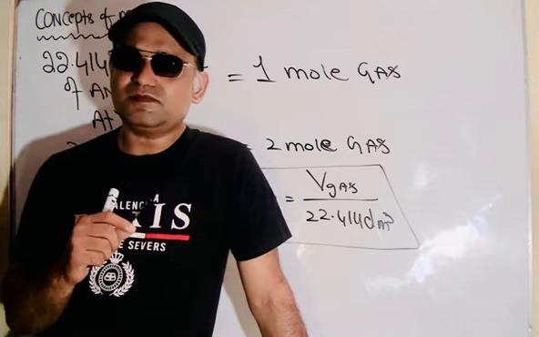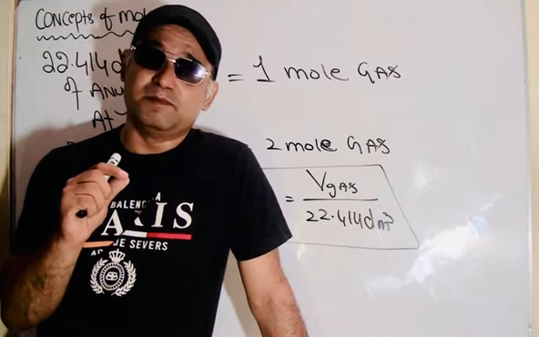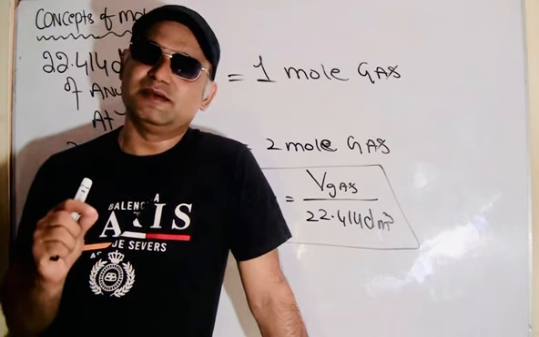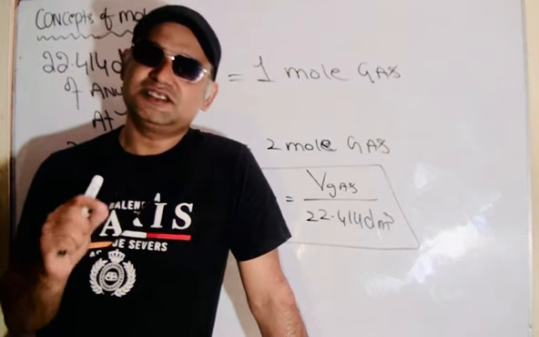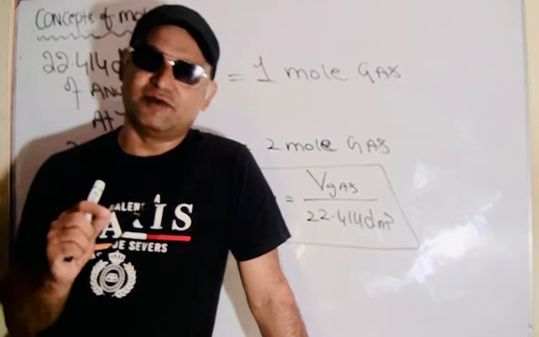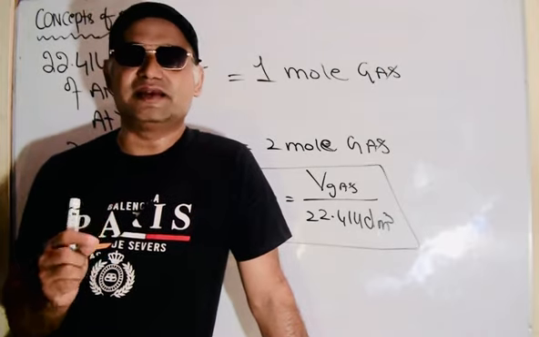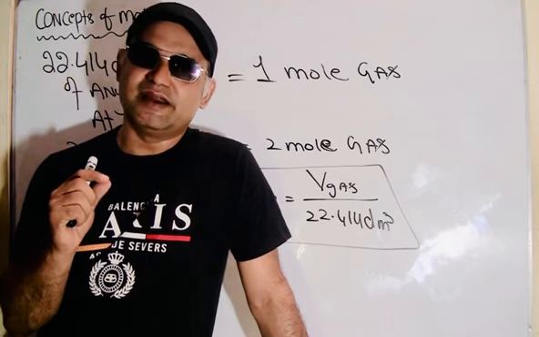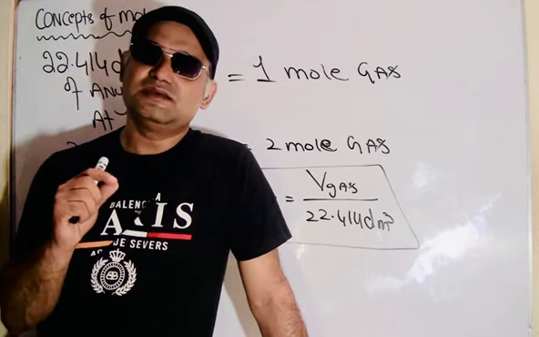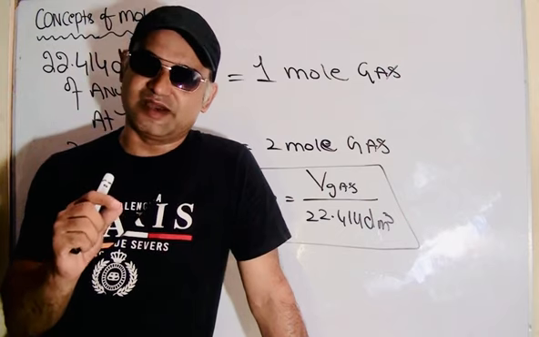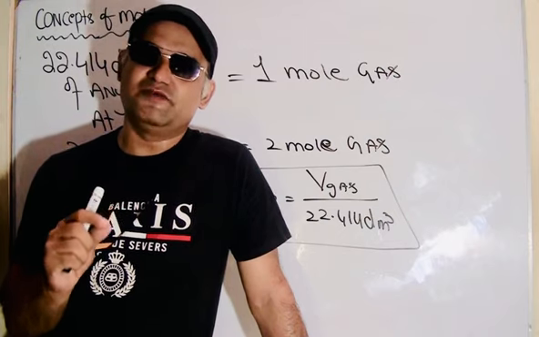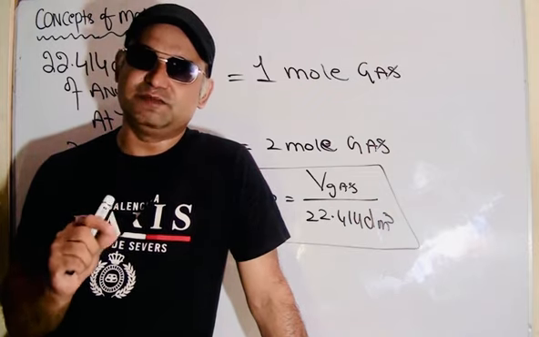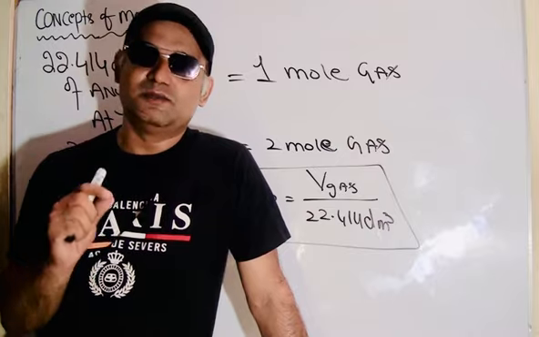In the second concept we discussed the number of particles related concept of mole. How can you convert the number of particles into mole? Just divide the number of particles by Avogadro's constant value and get the mole. And in the third concept we discussed how we can convert the volume into mole. Just divide the volume of a gas by 22.414 dm cube, which is the molar volume of gases at S.T.P, to find the moles.